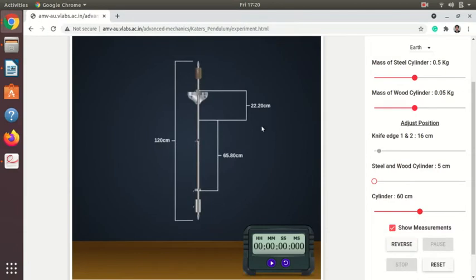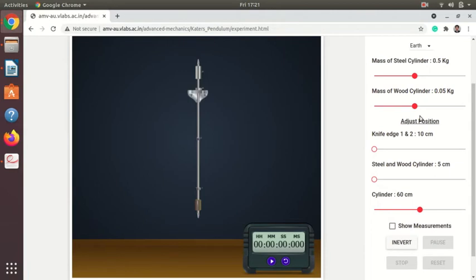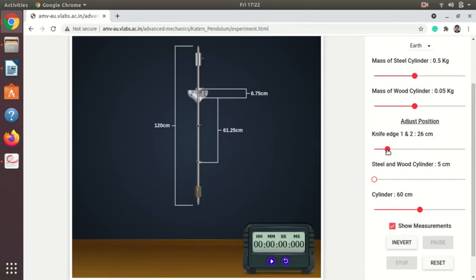You can stop this pendulum and then invert or reverse it. You will get the option of invert or reverse. You will see the cylinders are exchanged, and now again you can measure the time period for the same number of oscillations as you recorded for the earlier case, and then you will get T1 and T2. If you want to change this length, you can reset this and change it again from this side. Choose a length such that the time periods are nearly close to each other.